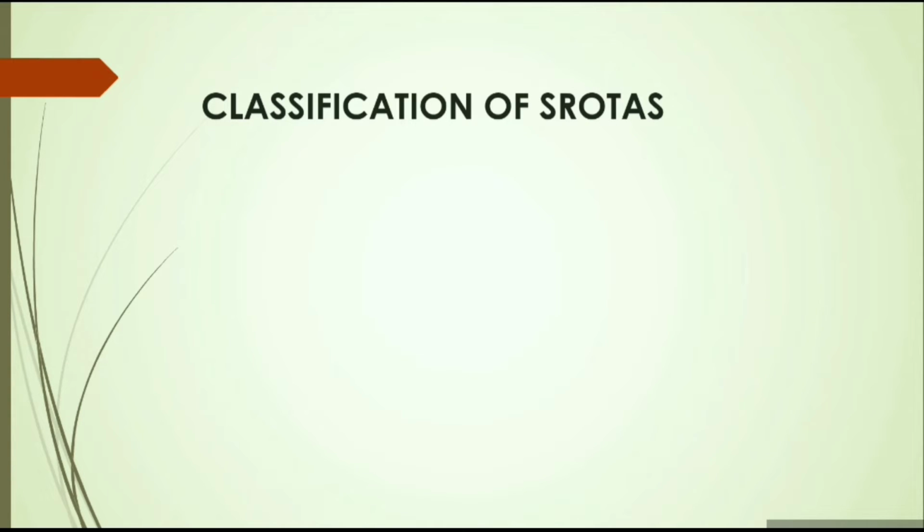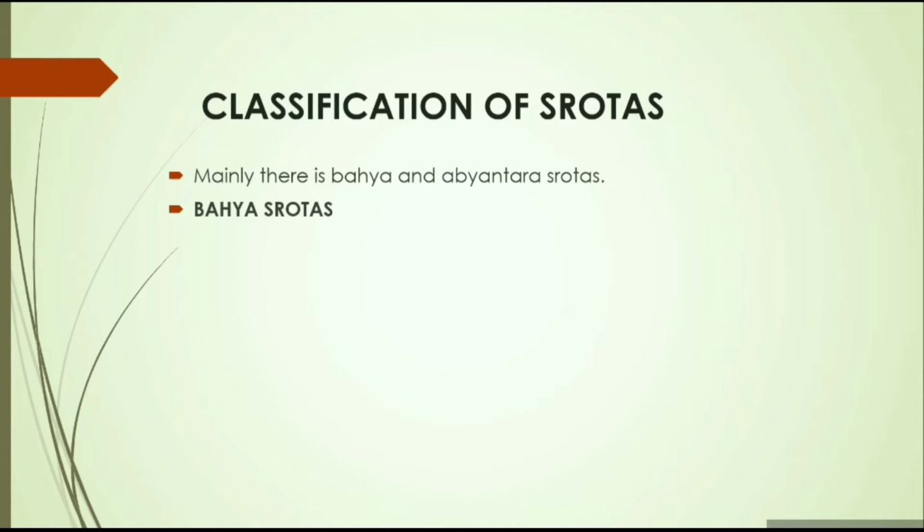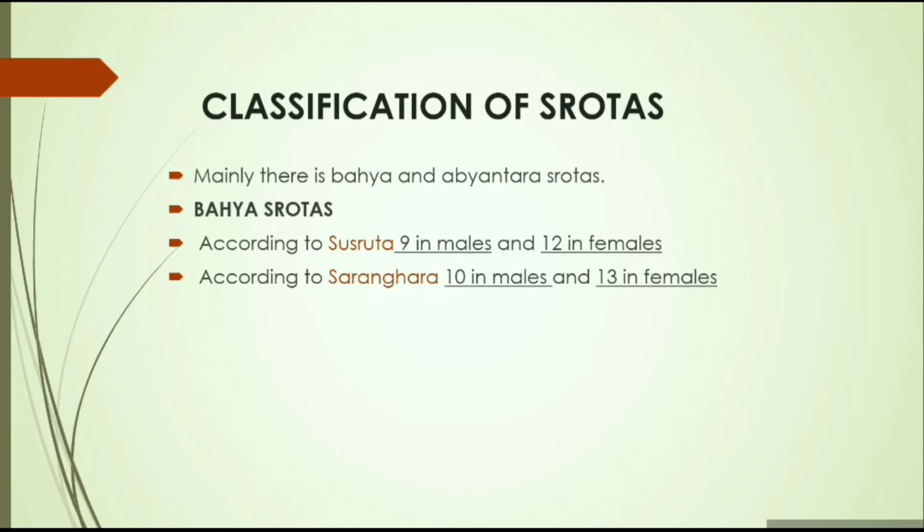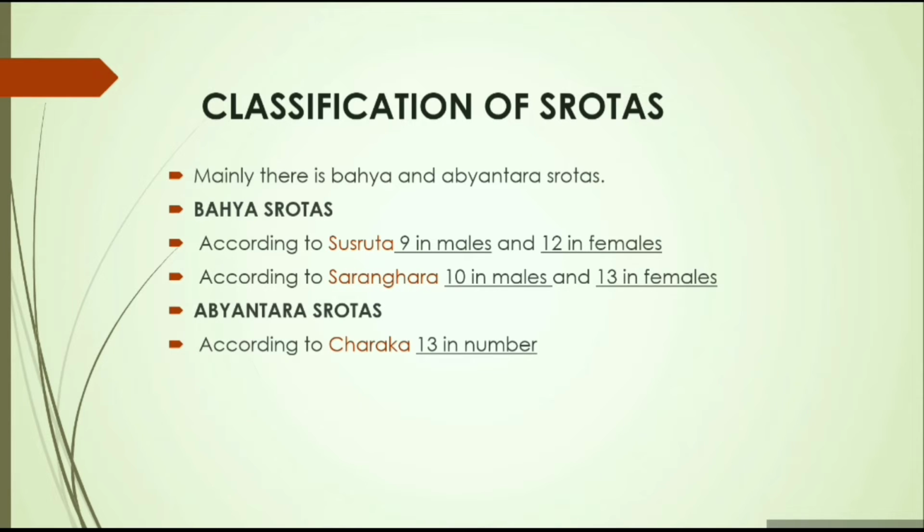Classification of Shrotas. Shrotas are mainly classified into two categories. They are Abhyantara and Bahya Shrotas. Bahya Shrotas: according to Shushruta, there are 9 Bahya Shrotas in males and 12 in females. But according to Sharangadhara, there are 10 Bahya Shrotas in males and 13 in females. Abhyantara Shrotas: according to Charaka, there are 13 in number. But according to Shushruta, there are only 11 pairs.